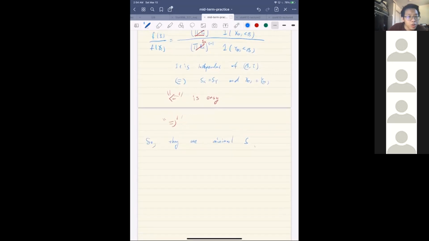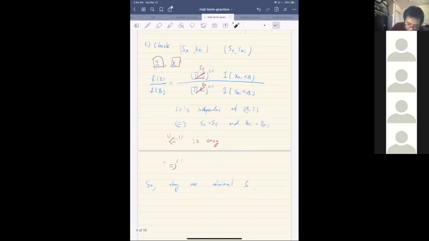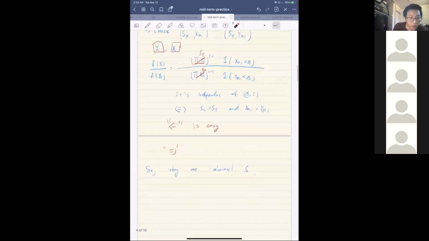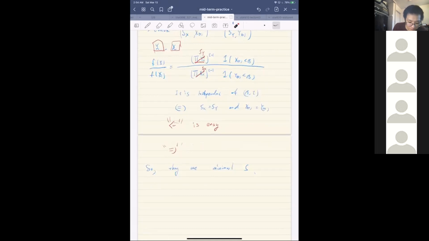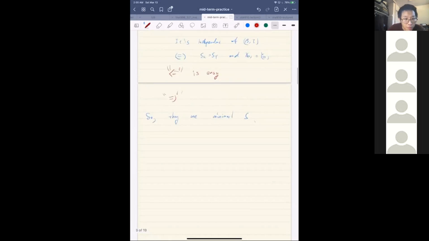It's the ratio of the joint PDF, the ratio of the PDF of the n data. So it's like the joint PDF. Okay. Any more questions?